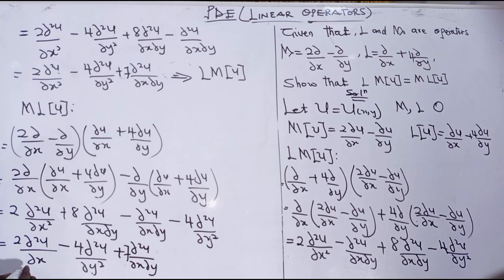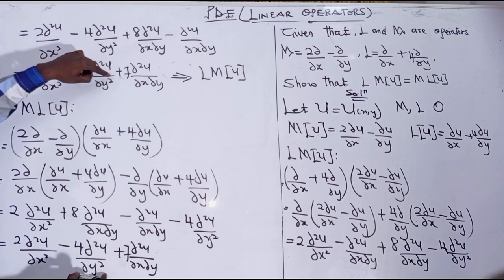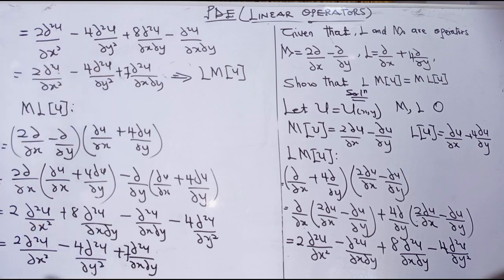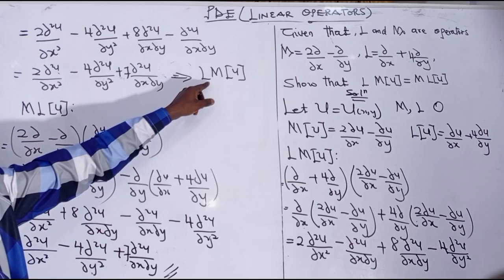Let's compare the terms and see. The first one, we have 2 del square U del X squared. We have 2 del square U del X squared, sorry. And then we have minus 4 del square U del Y squared, and 7 del square U del X del Y. So we can see that the terms in MLU are the same as the terms in LMU.